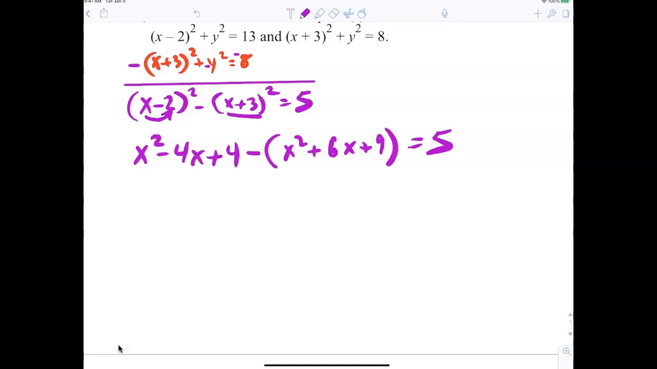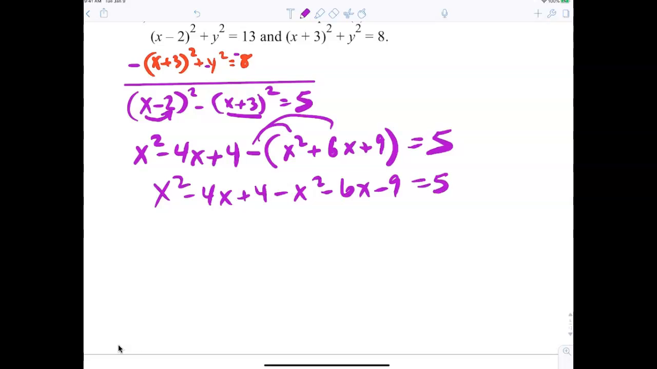Does everybody see what I'm getting at, though? If you don't, raise your hand. You square the first term, multiply x times 3 times 2. That's the pattern. Because now I have to distribute the negative. So now watch how much easier it is. x squared minus 4x plus 4 minus x squared minus 6x minus 9 equals 5. That's nice because the x squareds cancel each other. So now I have negative 10x minus 5 equals 5.